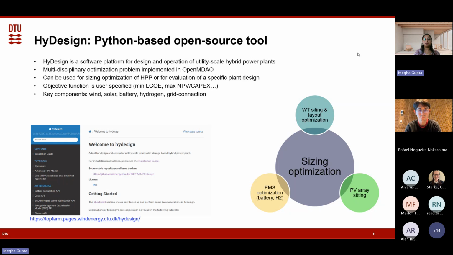And this is the link to the web page where we can further explore HyDesign, and there are a few tutorials which anyone can run even in Google Colab, just to get familiar with the tool, how it works, and try running some hands-on exercises. All the instructions on how to install HyDesign or how to run some simple designs with some given example sites are given on this web page. So you all are welcome to explore it further.